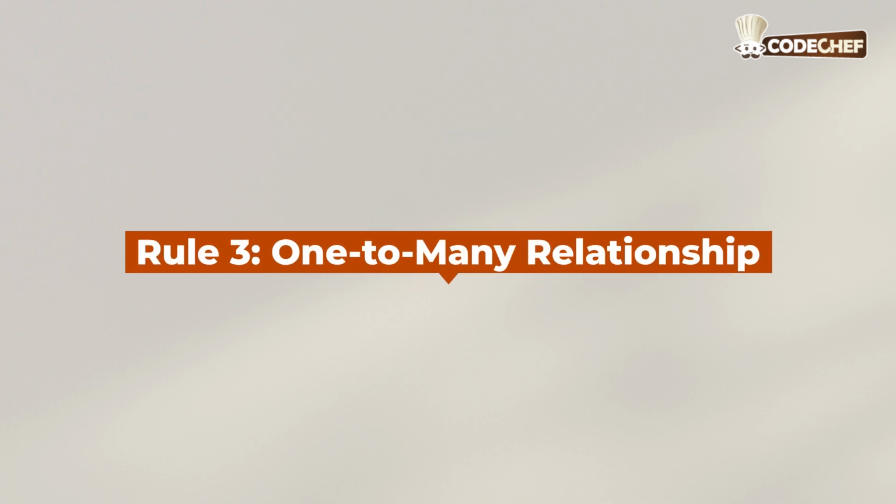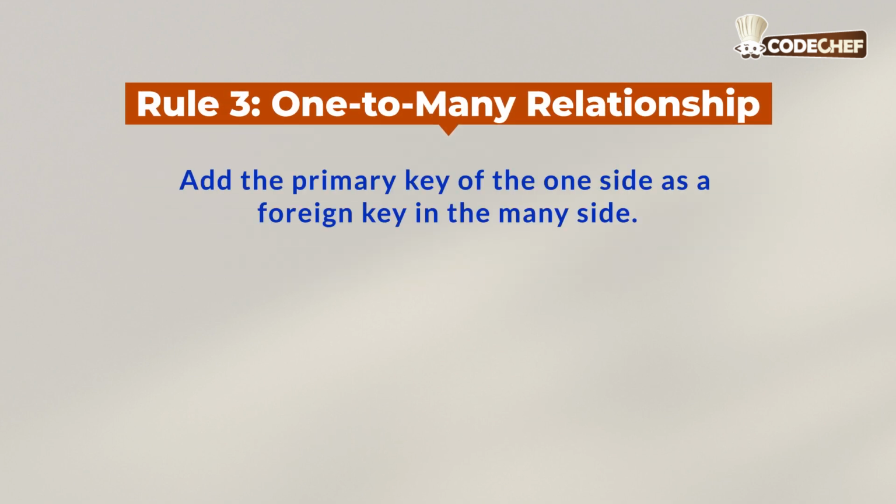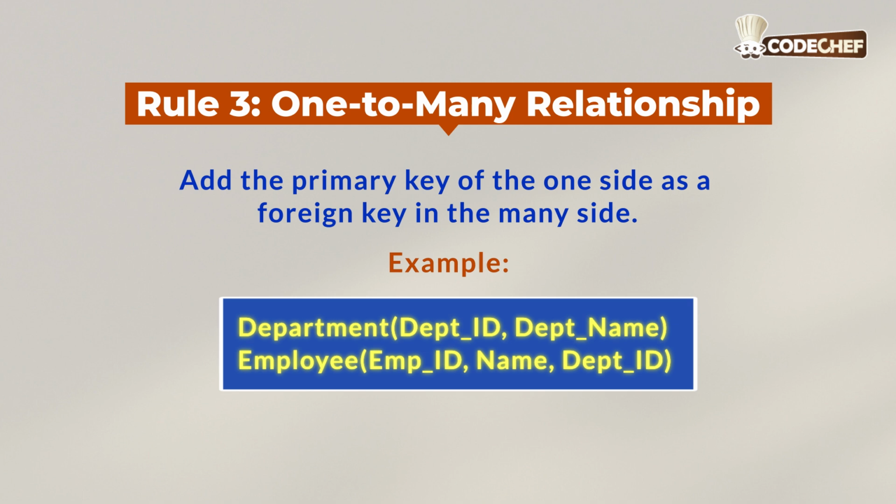Rule 3. One-to-many relationship. Add the primary key of the one side as a foreign key in the many side. So in a one-to-many relationship, one entity can have a relationship with many other entities. So the primary key of that entity, which is the one side, is added as a foreign key of the entity with which it has multiple relationships. For example, department and employee. So we know in one department there can be multiple employees. So between department and employee there is a one-to-many relationship.